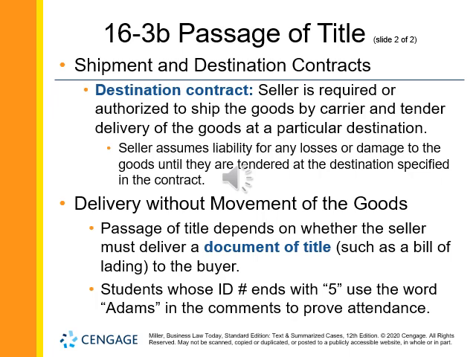In the case of delivery without movement of the goods, it depends upon a document of title, which is a paper exchanged in the regular course of business that evidences the right to possession of the goods, for example, a bill of lading or a warehouse receipt. When the sales contract does not call for the seller to ship or deliver the goods, as in when the buyer is to pick up the goods, the passage of title depends upon whether the seller must deliver such a document of title, such as a bill of lading or a warehouse receipt, to the buyer.